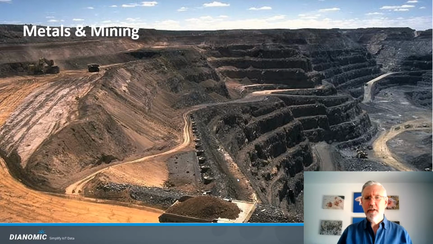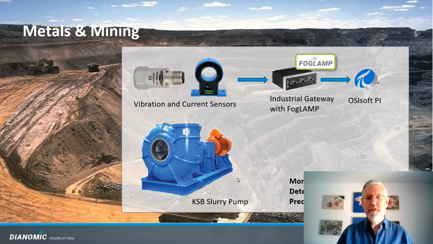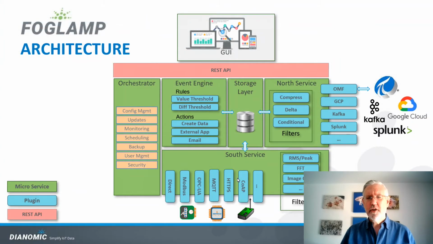This is a mining company. They're monitoring slurry pumps. They're monitoring vibration and current. They're also monitoring leakage, and then they're doing predictive maintenance. So they're looking for the failure of bearings and getting notified when they think those will happen, and also notifying if cavitation is occurring.